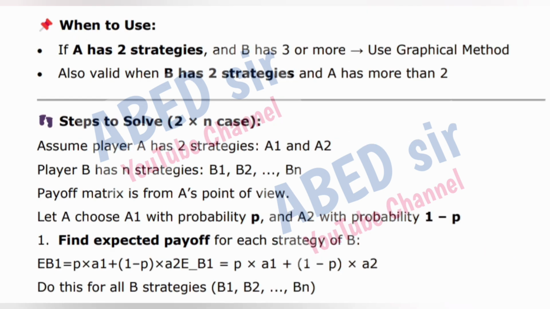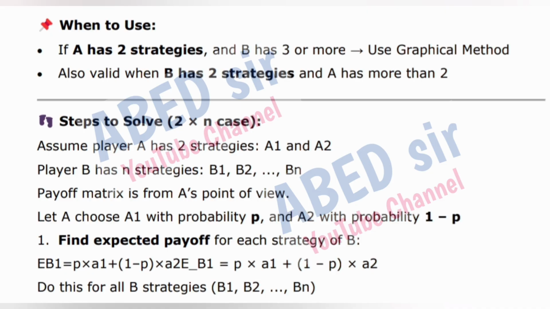When to use? If A has 2 strategies and B has 3 or more, use graphical method. Also valid when B has 2 strategies and A has more than 2. Steps to solve 2 times n case. Assume player A has 2 strategies, A1 and A2. Player B has n strategies, B1, B2, ..., Bn. Payoff matrix is from A's point of view. Let A choose A1 with probability P and A2 with probability 1 - P.